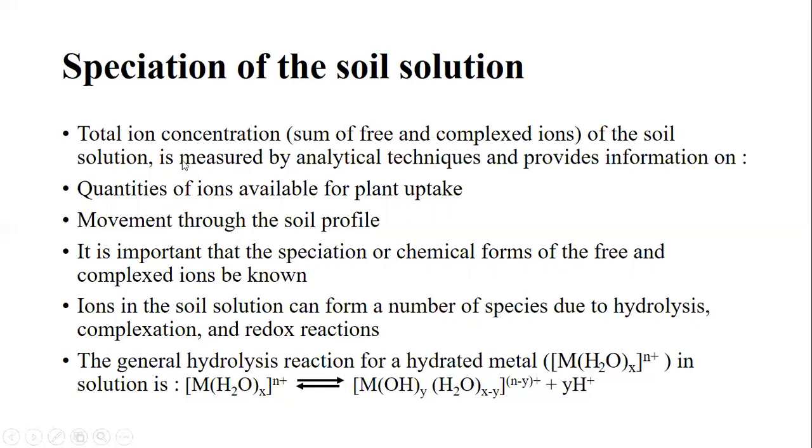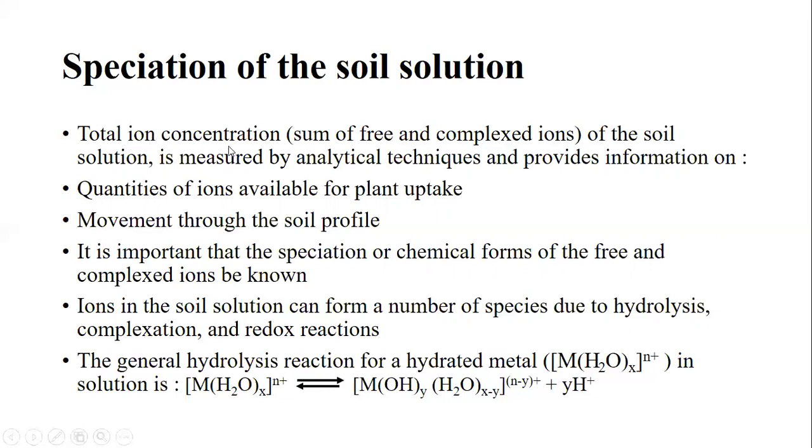So the total ion concentration, if you determine any ion by any analytical method, by say colorimetry, precipitation, gravimetry, HPLC, atomic absorption, whatever procedure you use, that value you obtain is what we call the total ion concentration. It does not differentiate between the different forms. It's all of them together, the sum of the free and complex ions.